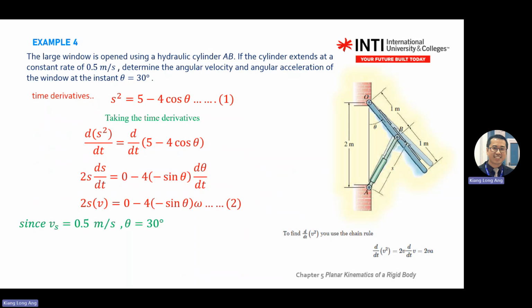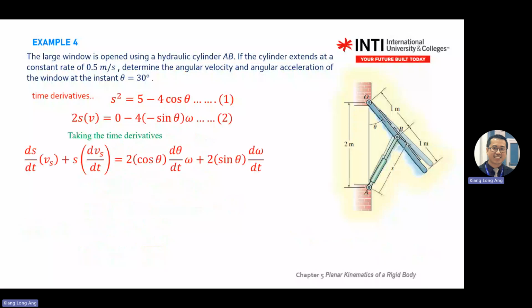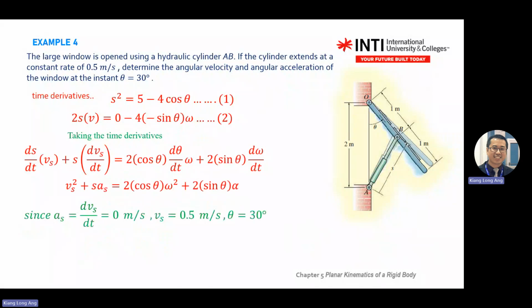Of course, you may say, sir, can I move square here to another side? You can. S equal to root 5 minus 4 cos theta. But when you do time differentiation, you need to be careful. You have to consider the square root. You're actually solving a more complex chain rule there. So you have two equations, equation 1 and equation 2. Then you take time differentiation. You arrive at very lengthy steps. I will skip all the things. You go home and look at it.